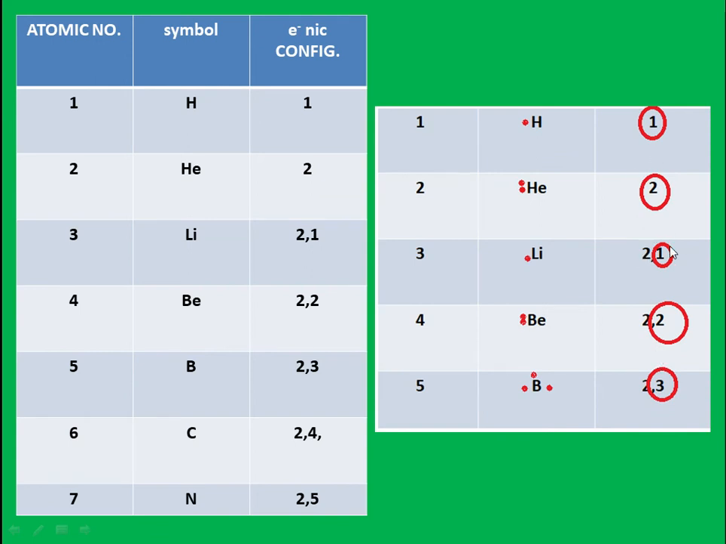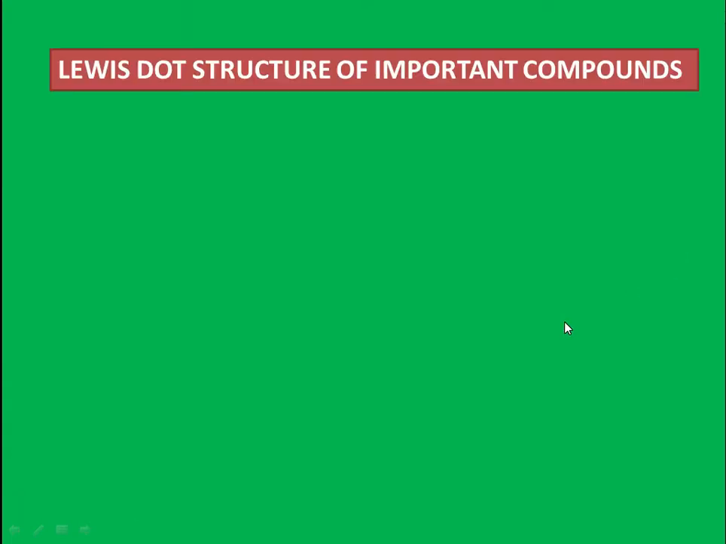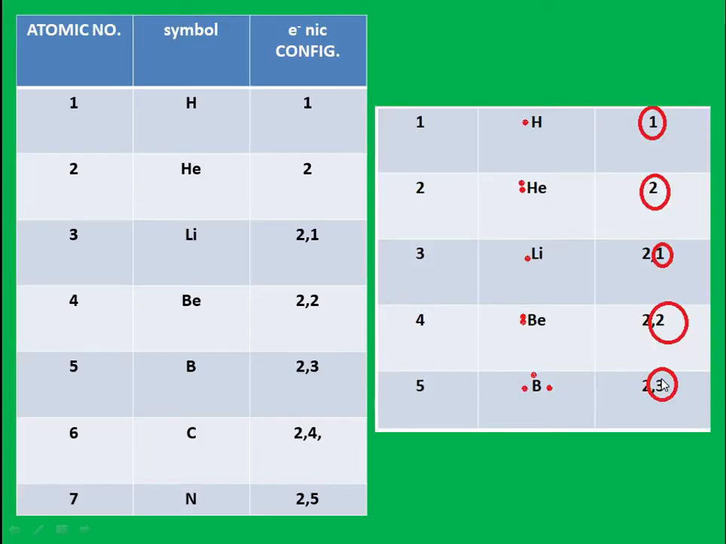You can see here for hydrogen there is one valence electron, for helium there are two, for lithium there is one, for beryllium there are two, and for boron there are three. In a Lewis dot structure, these electrons are represented by dots. You can see here there is one dot, there are two dots. So this represents the Lewis dot structure of an atom, not a molecule. If these atoms combine together, they will form a compound or molecule.